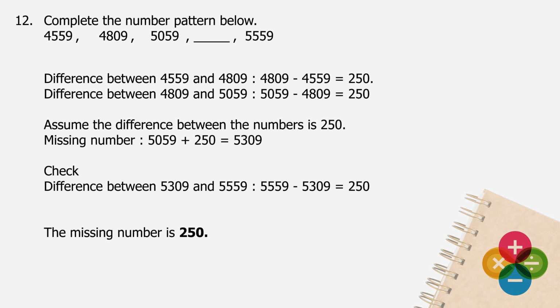Let us do a check on the missing number. The difference between 5,309 and 5,559 will be subtract 5,309 from 5,559, and the difference is 250. The missing number is 5,309.